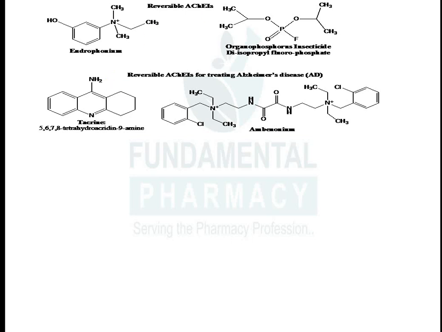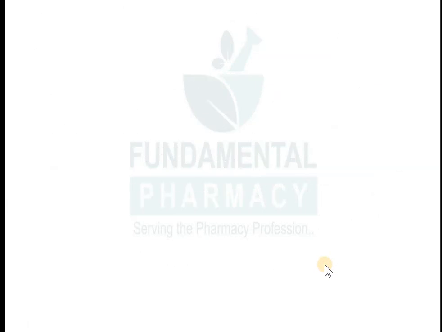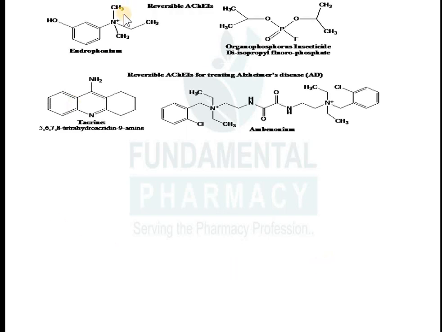Now edrophonium, this is its structure. It is also a reversible anticholinesterase. Edrophonium is used as a diagnostic agent in myasthenia gravis because of its short duration of action. Pyridostigmine, physostigmine, and neostigmine all have a longer duration of action, but edrophonium has a short duration of action. Because of this, edrophonium is used as a diagnostic agent for myasthenia gravis.